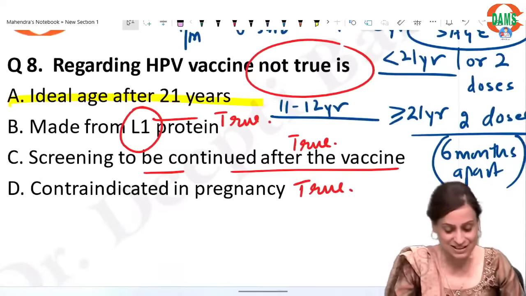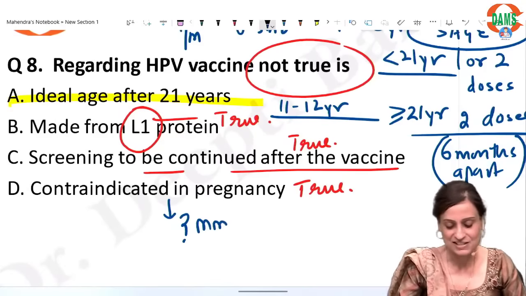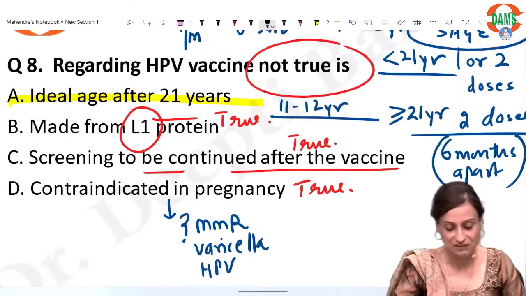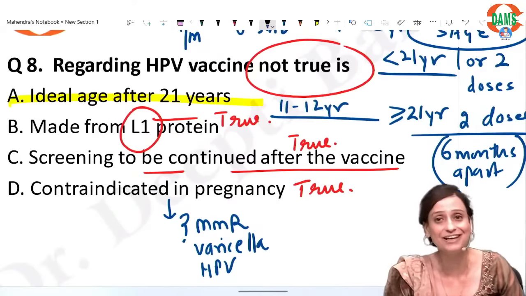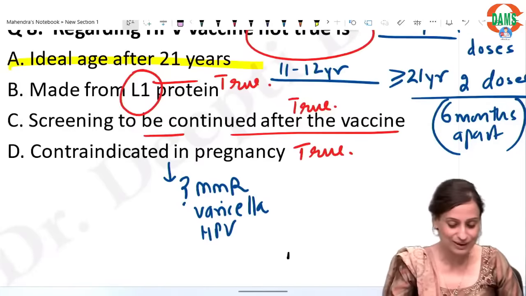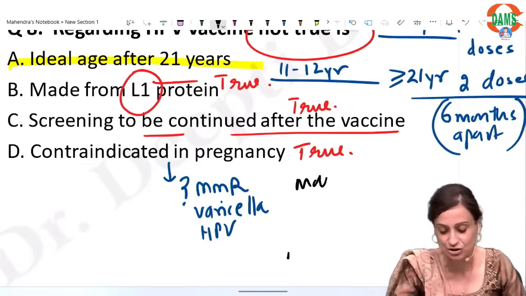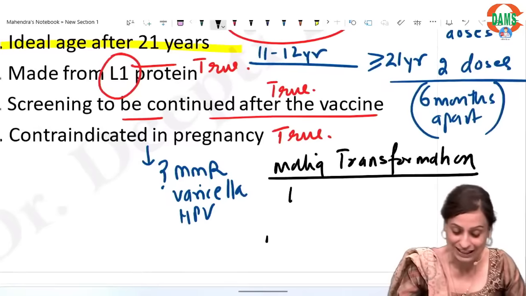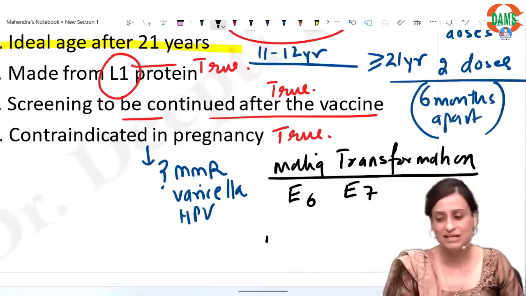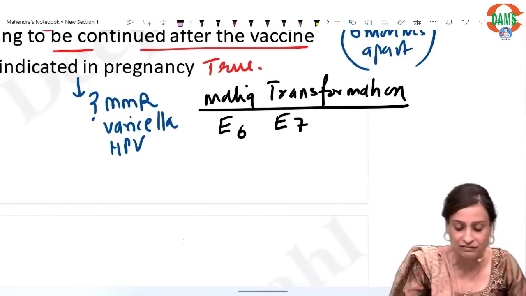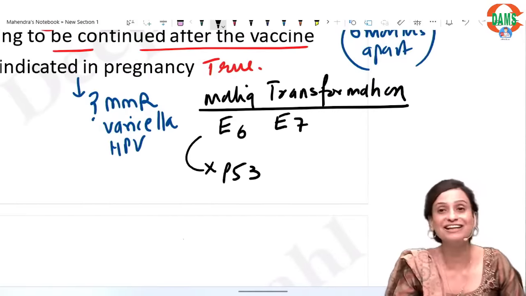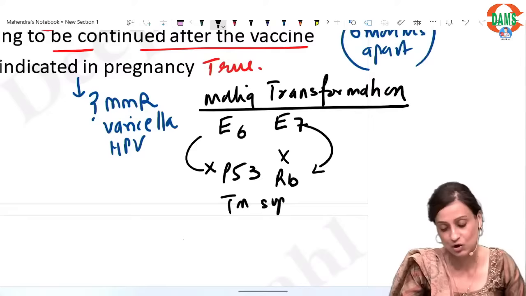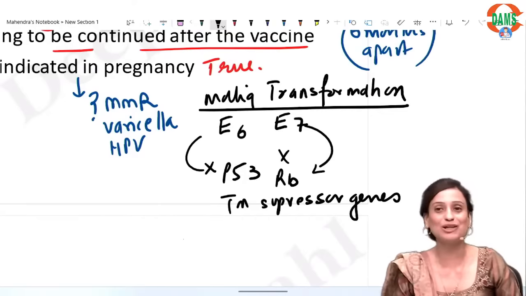Okay, what other vaccines are contraindicated in pregnancy? So please remember MMR, remember varicella, and remember HPV vaccine. They are absolutely contraindicated in pregnancy. Okay, which viral proteins, quickly tell me, which viral proteins cause malignant transformation? So E6 and E7. Remember the basic pathophysiology. E6 will knock out which tumor suppressor gene? P53. And E7 will knock out the retinoblastoma gene. So they are all examples of tumor suppressor genes, and that is the pathophysiology.